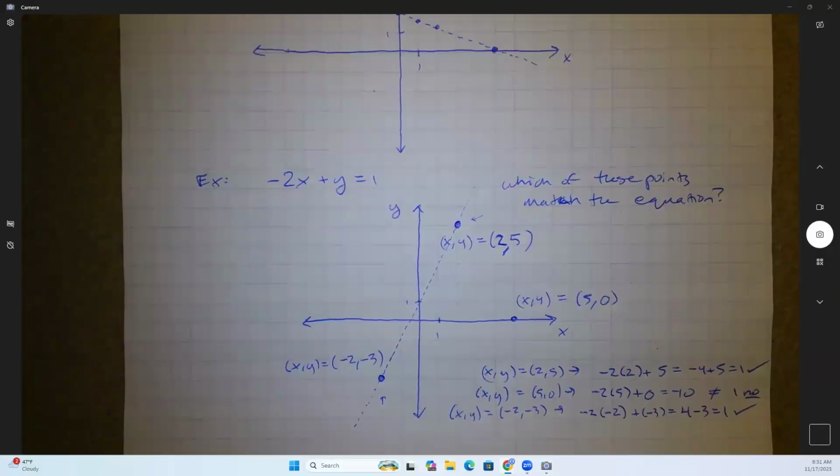All right. That covers 5.3. The basic ideas of what are the pieces of a coordinate plane, right? The axes, the quadrants, the origin. How do you label points? And then how do you check if points on your XY plane satisfy some kind of relationship between X and Y?